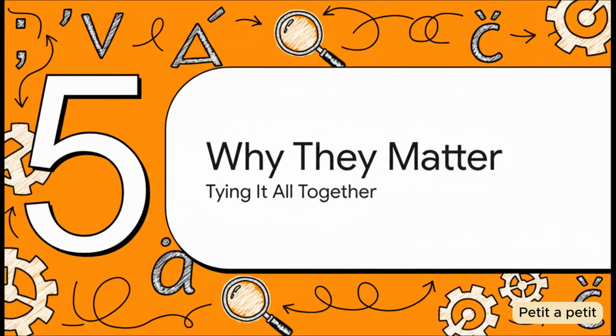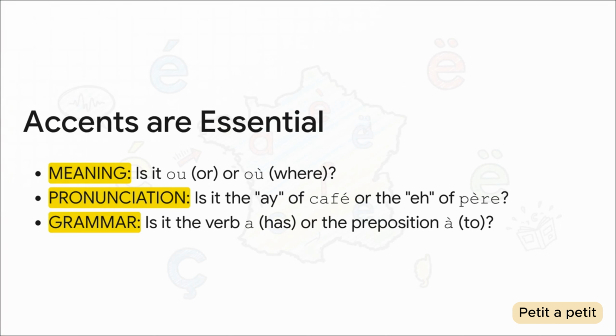Let's zoom out one last time and tie it all together. Why do these little marks matter so much? It really all comes down to this. Accents are absolutely fundamental. They're like the control panel for the whole language. They control meaning, the difference between or and where. They control pronunciation, the A of café versus the E of père. And they even control grammar, turning a verb into a preposition. They aren't just an extra detail. In many ways, they are the language.